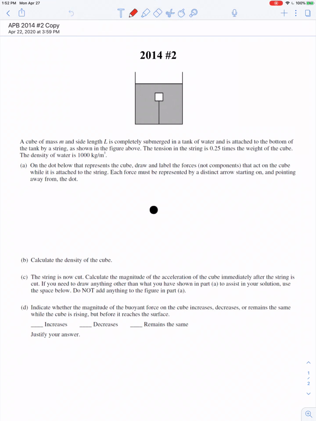Here's a review problem on fluid statics. It's from the AP Level B exam from the year 2014. This is problem number 2, and this one has to do with buoyant force. We're told that a cube with a mass of m and sides of length L is completely submerged as shown in this picture. The tension in the string is 0.25 times the weight of the cube. The density of water is given as 1,000 kilograms per cubic meter.